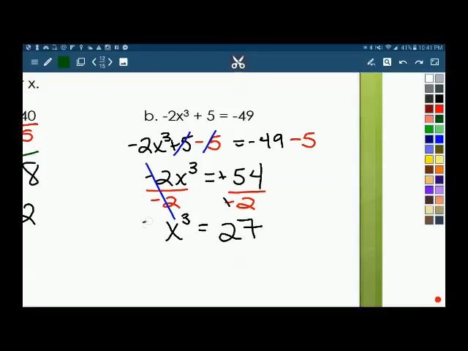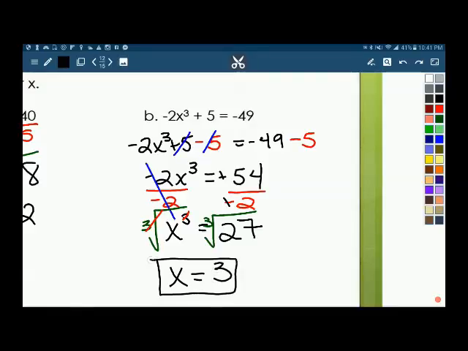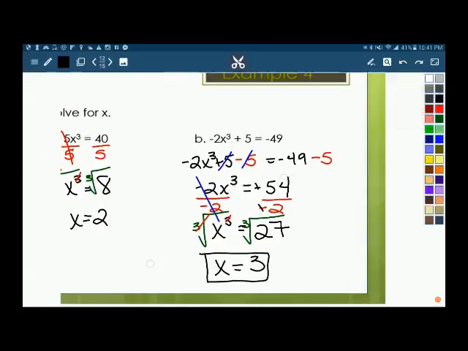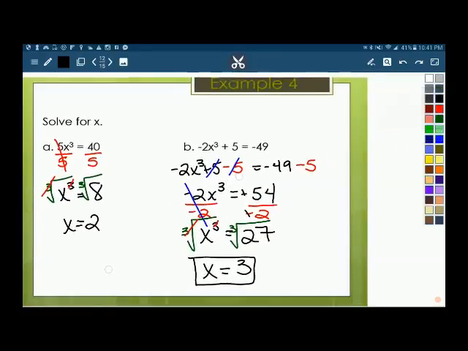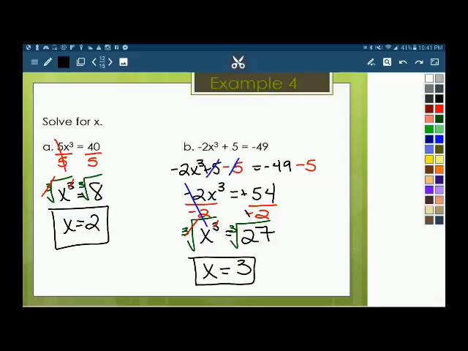Last step, got to get rid of that cube. So we have to cube root each side, canceling the cube and the cube root symbol. Now I've got x all by itself, and I just need to know what the cube root of 27 is, which is 3. Okay, so 2 more examples now, just incorporating the rest of the order of operations. Sorry, I didn't circle my answer over there.